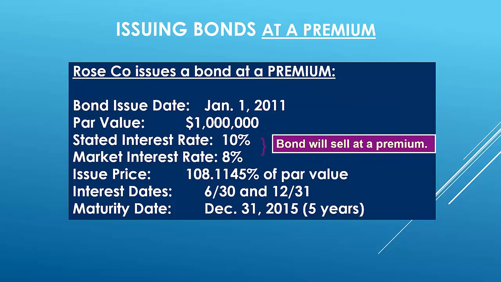Okay, so I've skipped forward a couple of slides, and I'm now going to issue this at a premium. So in this case, my par value is still that $1 million. My stated rate is the 10%, but now the market's only paying 8%. So me, as a smart investor, goes, whoa, look, this bond is paying 10%. I can only make 8% everywhere else. I'm buying this bond. And the bond people that are issuing it go, whoa, whoa, whoa, not so fast. You're going to have to pay a little bit more because I'm paying a higher interest rate. So what does that look like?